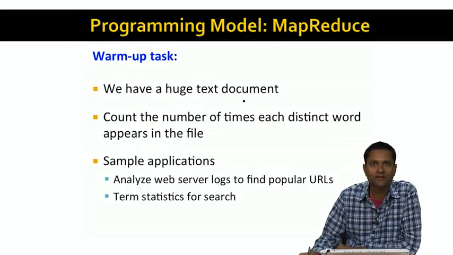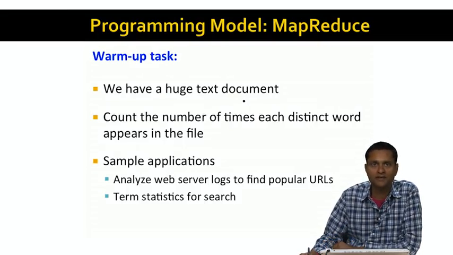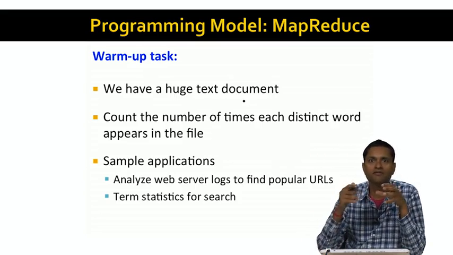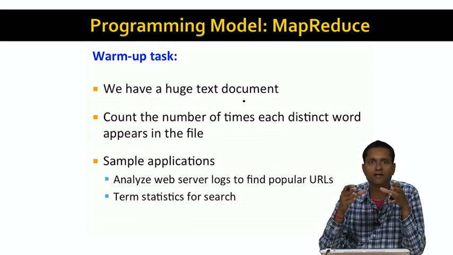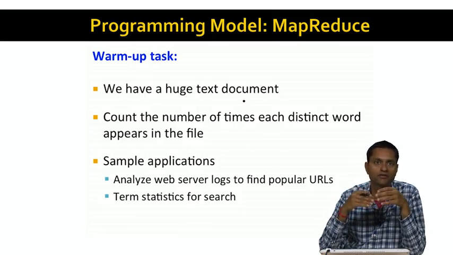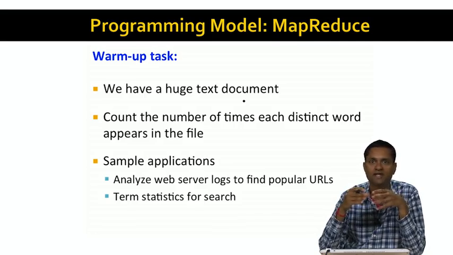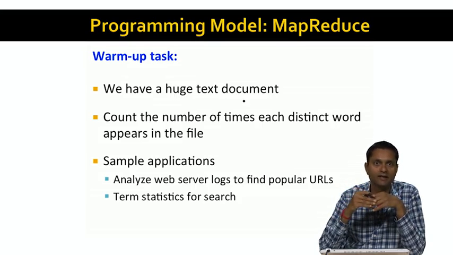Before we look at the actual MapReduce programming model, let's do a warm-up task. Imagine you have a huge text document, maybe terabytes long, and you want to count the number of times each distinct word appears in the file. For example, you may want to find out that the word "the" appears 10 million times and the word "apple" appears 433 times, right?